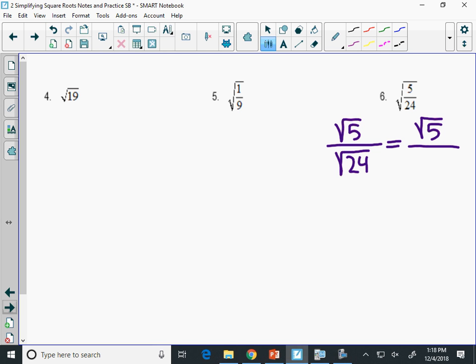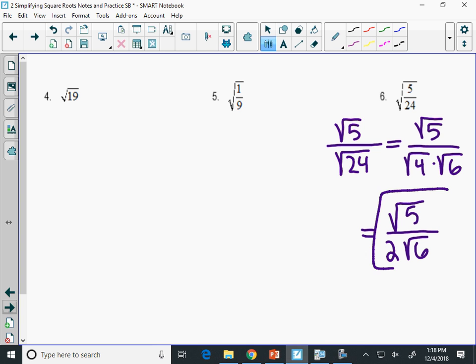Does radical 24 have a perfect square that goes into it? It does. 4. 4 times what? No. 4 times 6. Numbers are not working for you today. Okay, so what's the square root of 4? 2. So this is really radical 5 over 2 radical 6. And you can leave that as your answer.